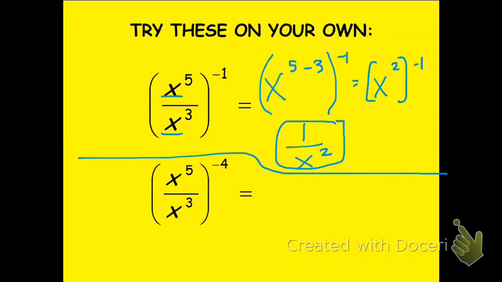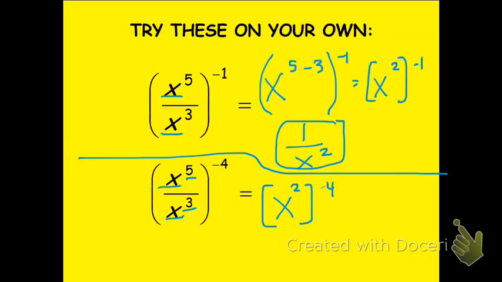All right, guys, for number 2, the same thing applies as the first one. We are dividing exponents first, since they have the same base. I'm not going to rewrite this, but we know 5 minus 3 is going to give me x to the 2nd power. Now I'm left with negative 4 on the outside.